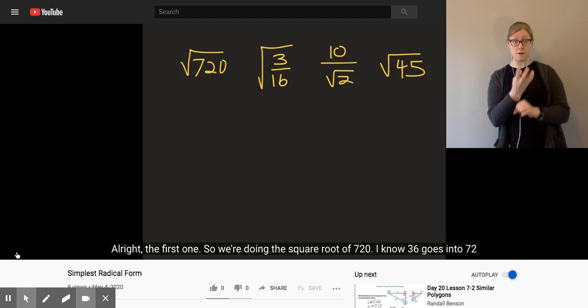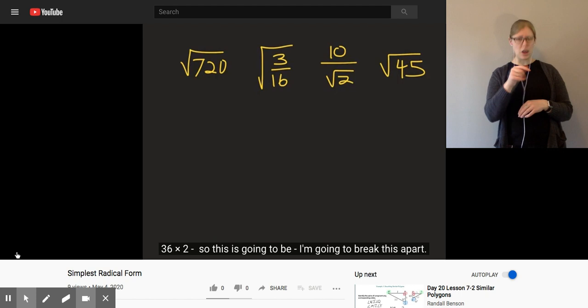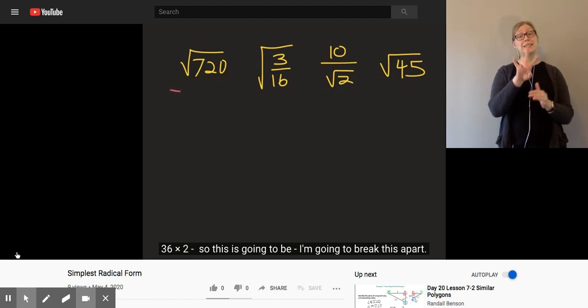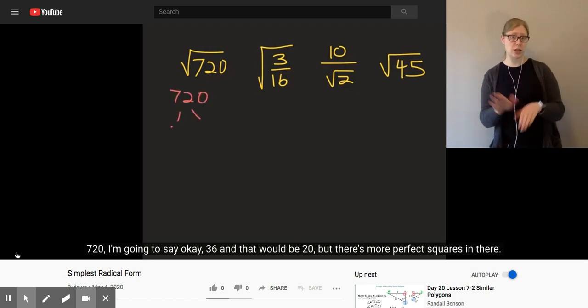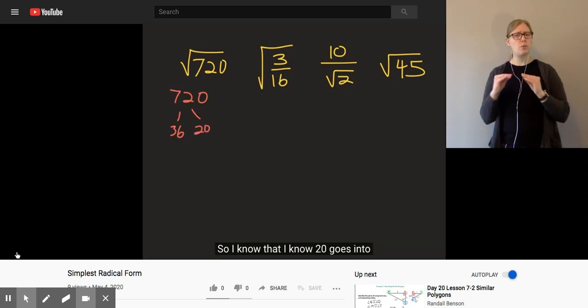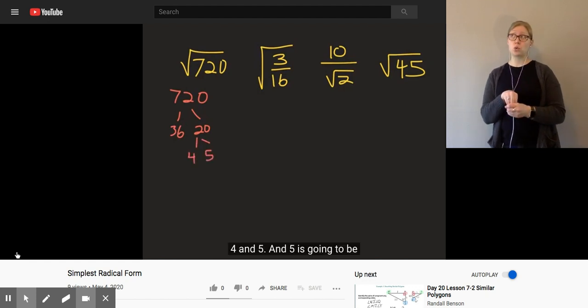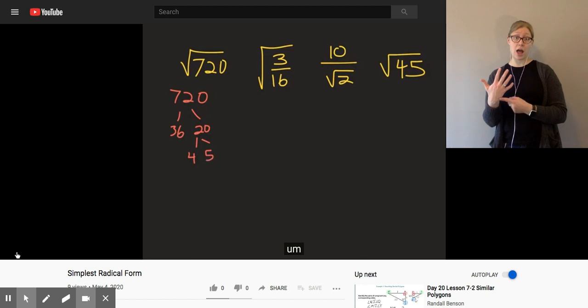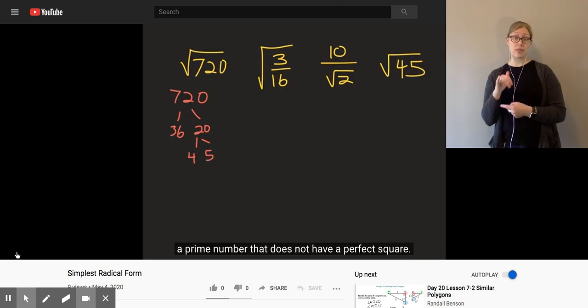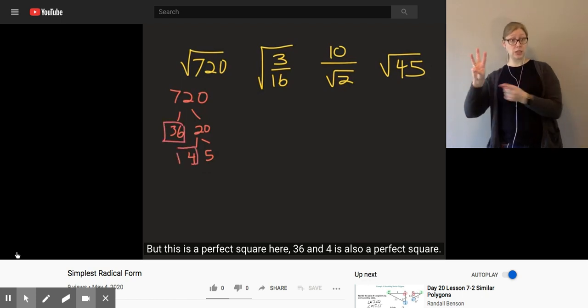So we're doing the square root of 720. I know 36 goes into 72, 36 times 2. So I'm going to break this apart. 720, I'm going to say, okay, 36, and that would be 20. But there's more perfect squares in there. So I know 20 goes into 4 and 5. And 5 is a prime number that does not have a perfect square, but this is a perfect square here, 36, and 4 is also a perfect square.